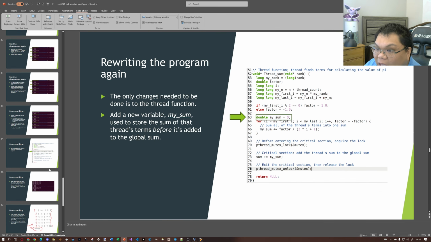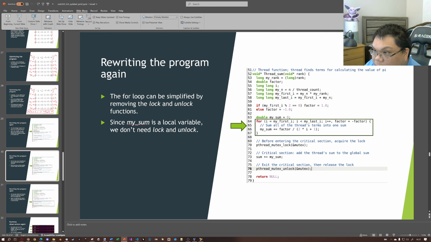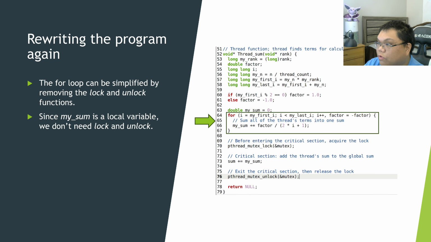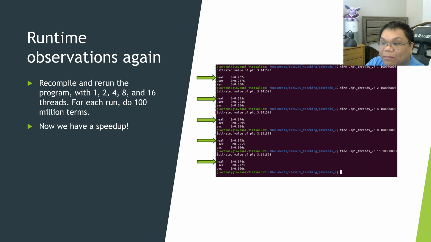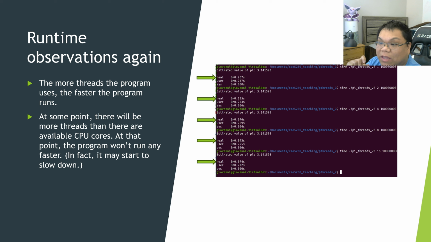So basically, when we added this extra code, we rewrote it so that instead of the critical section being inside the for loop, it's outside the for loop. And now we have a speed up. We did it. We have a speed up in our program. The more threads we have, the more threads the program uses, the faster the program runs, up to a point. At some point, there will be more threads than there are available CPU cores. At that point, the program won't be running any faster anymore. In fact, it might start to slow down.